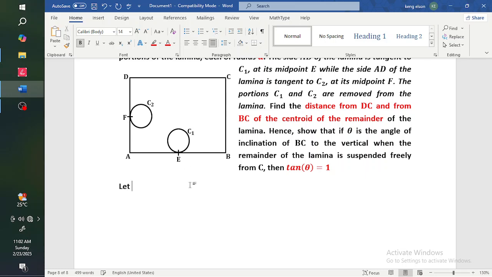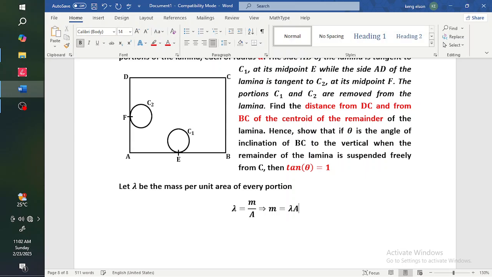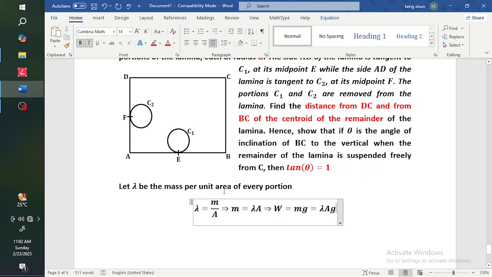But these portions don't have masses. So we are going to let lambda be the mass per unit area of every portion taken. What does this mean? This means that lambda is the mass of a portion over the area of the portion. So we can get the mass of a portion: it is the mass per unit area times the area. This helps us to get the weight because the weight is mg. So the weight of a portion, which is mg, becomes lambda A times g. So all we need to find is the area of the portion, because g, the acceleration due to gravity, is constant. Lambda is also constant for all the portions.